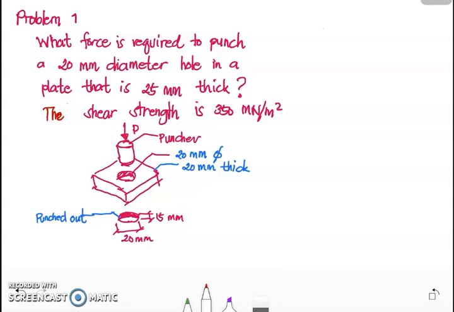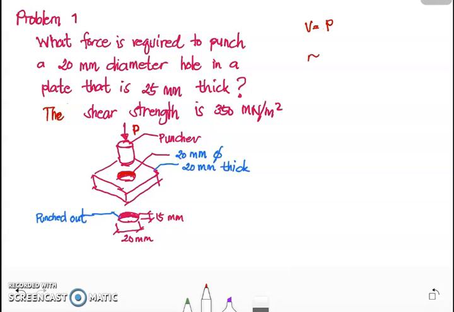Problem number 1. What force is required to punch a 20 mm diameter hole in a plate that is 25 mm thick? The shear strength is 350 meganewton per meter squared. We are given a figure. What is being asked is the force required to punch this 20 mm diameter hole, and that unknown force is denoted by P. For this illustration, the resisting area is the shaded area along the perimeter, and the shear force V is our P. Take note that V is P.